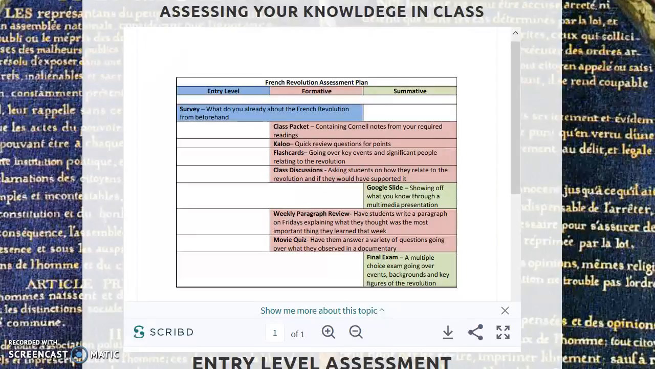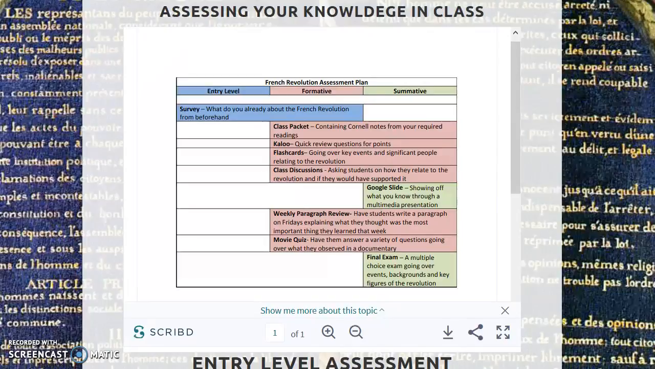First off, I will test your formative knowledge through class packets. I want you to do Cornell notes so I can collect them and observe your readings. Next, we'll do Clue games so I can see how quickly you can remember something for your future tests. Next, I'll have you make flashcards, which will go over key events and significant people for the revolution. And of course, class discussions. I want to hear what you think about the revolution in your own words so I know you understand everything. We'll also have a weekly paragraph.